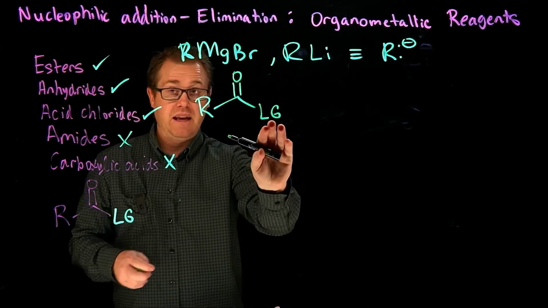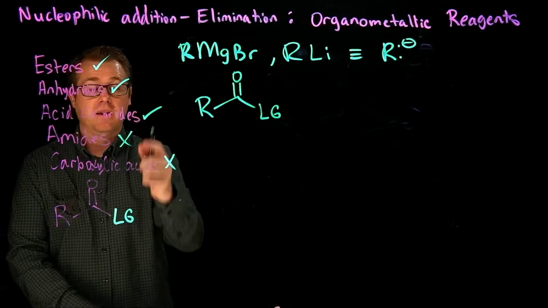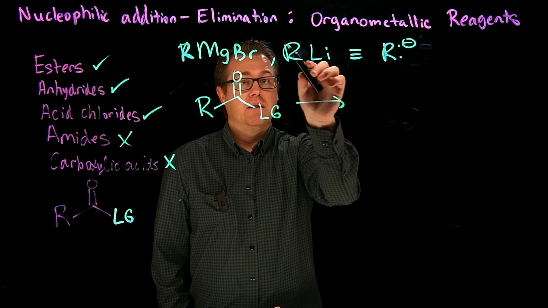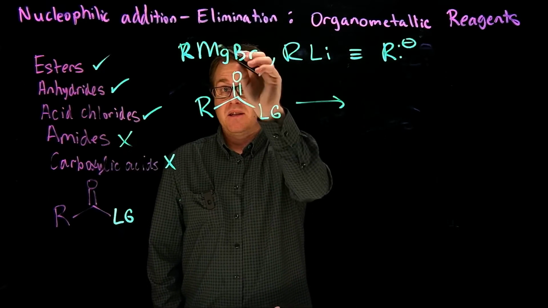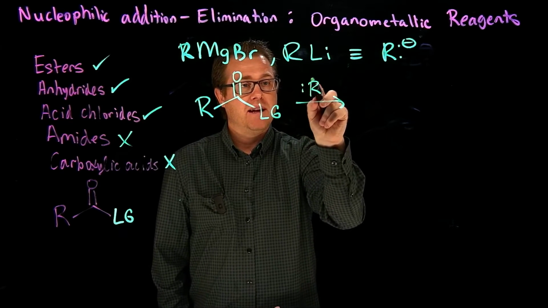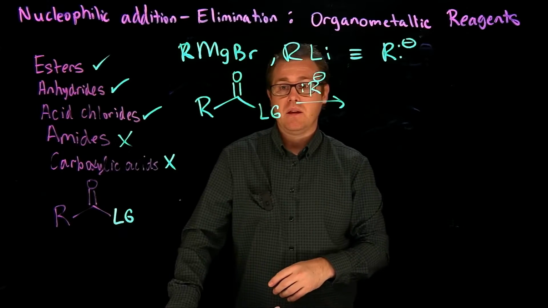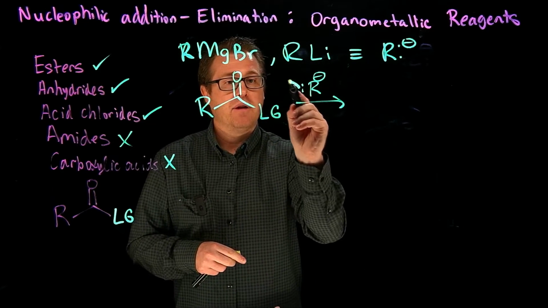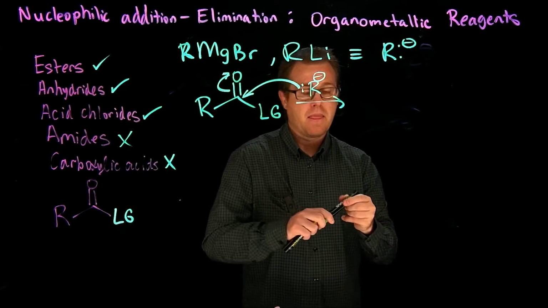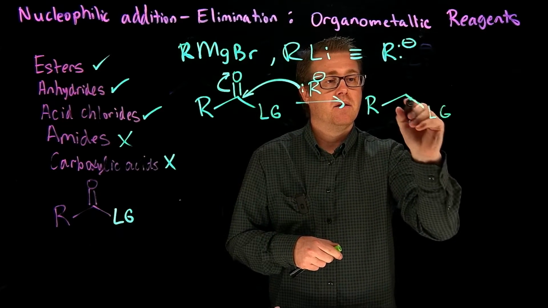So I'm just going to put a leaving group here, and that leaving group is going to represent these three types. And then we have what? We could use any one of these, Grignard or alkyl lithium, which can simply be represented as an R minus. And so we can bring that in, pop that off like that. That will give us this species right here.